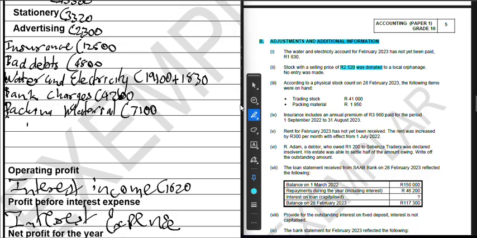We go to the next transaction, ladies and gentlemen. It says that stock with the selling price of 2,520 was donated to the local orphanage. No entry was made. So this was donated. It was not sold. Therefore, we won't have cost of sales, but we will have trading stock, which is going to be subtracted. Now in double entry, we need to know what subtracts the trading stock. In this regard, the thing that subtracts the trading stock is going to be donations. Therefore, we are going to include donations as an expense in our operating expenses. So we're going to include donations.